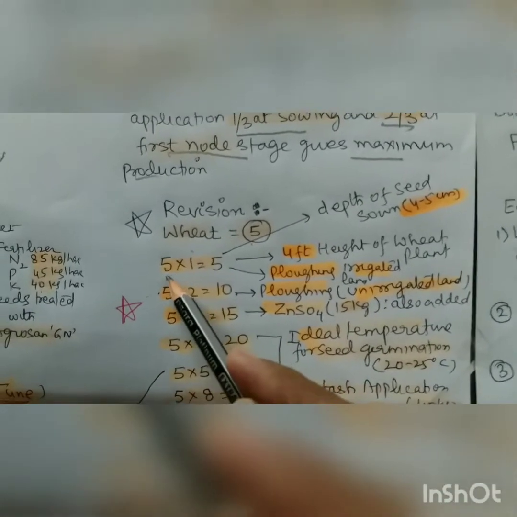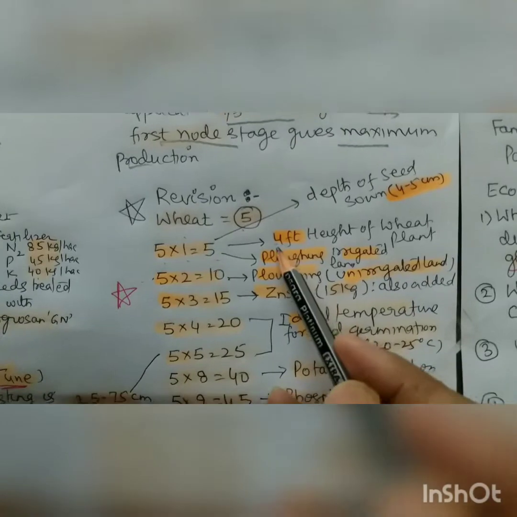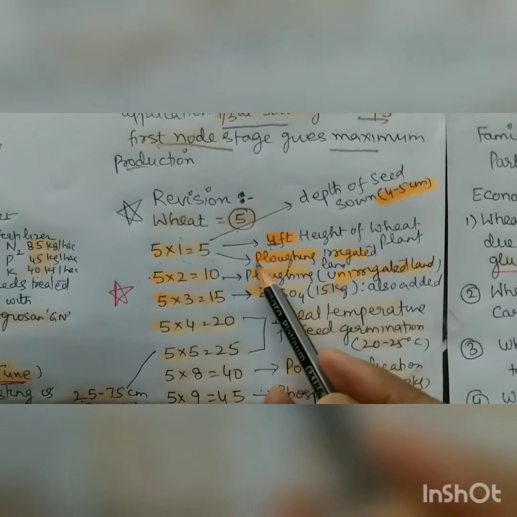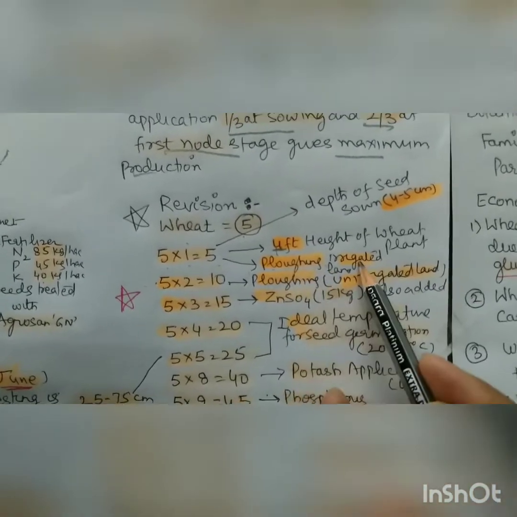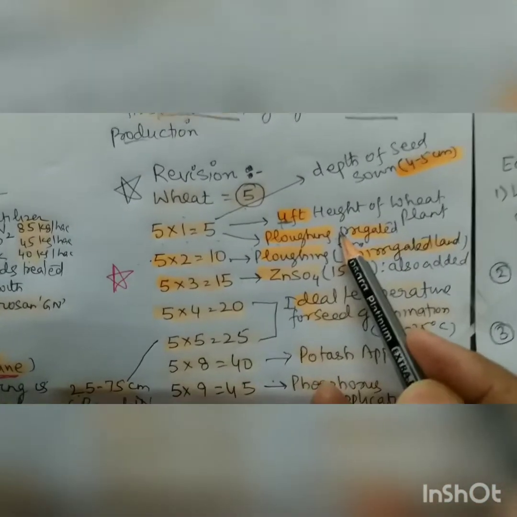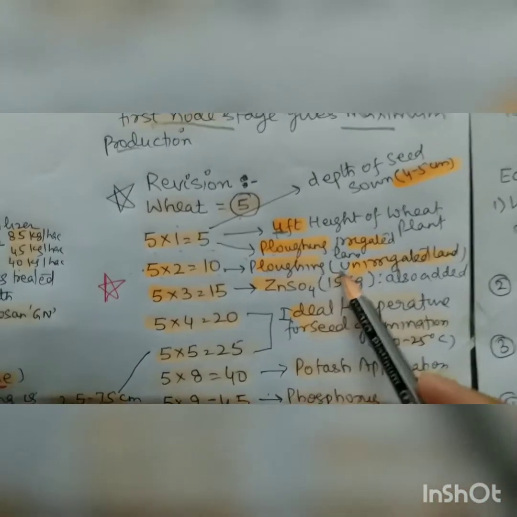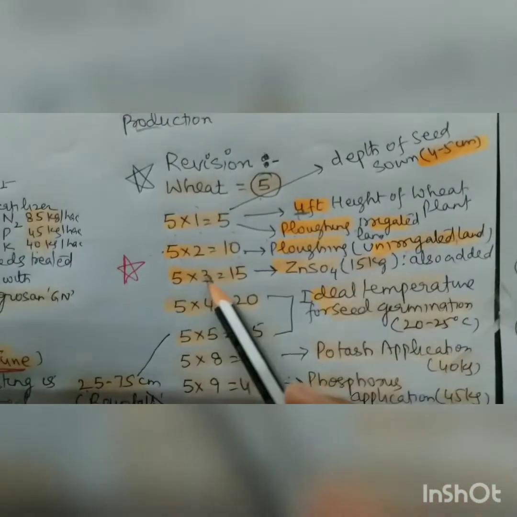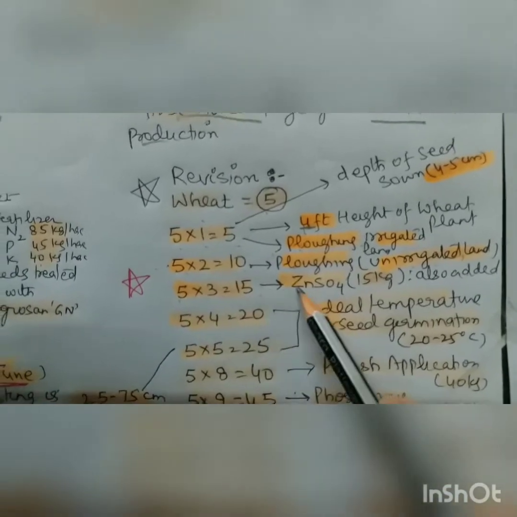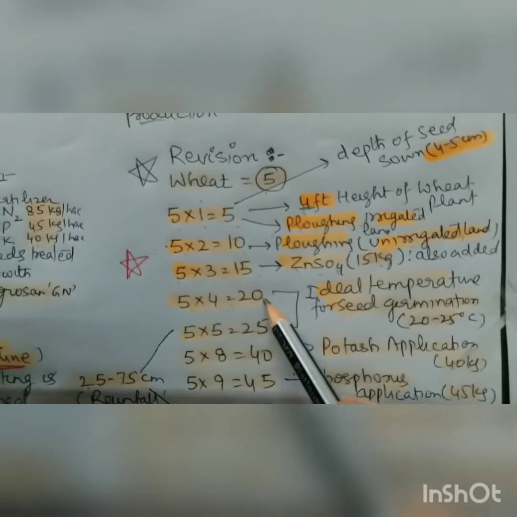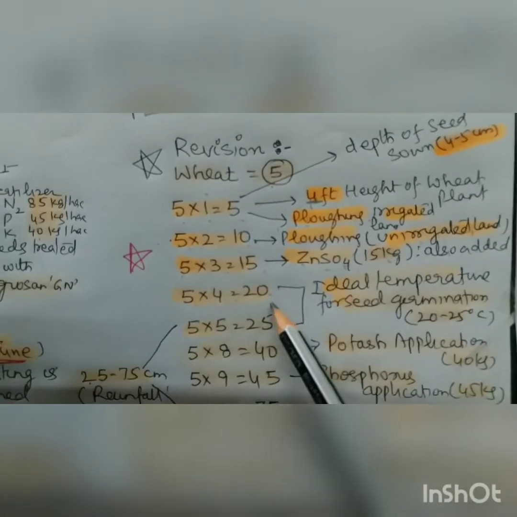Now I have the table of 5 on the 5. The height is 4 feet, roughly. 5 1s are 5: it is also plowed 5 times in the irrigated land. 5 2s are 10: plowing 10 times in unirrigated land. 5 3s are 15: zinc sulfate which is added. 5 4s are 20 and 5 5s are 25.